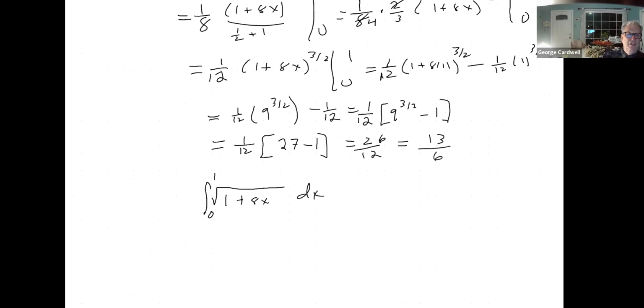so what we do is we say, okay, suppose u is 1 plus 8x, and we know du dx is 8. So what is dx? Well, that implies dx is du over 8.